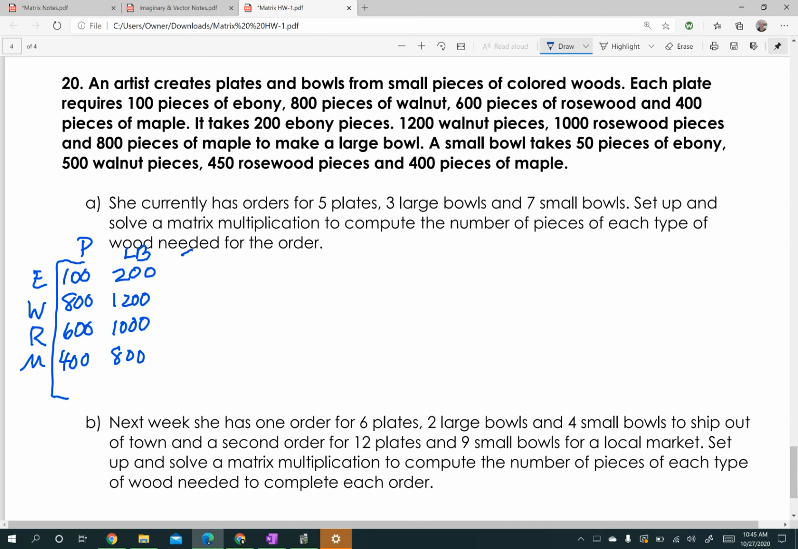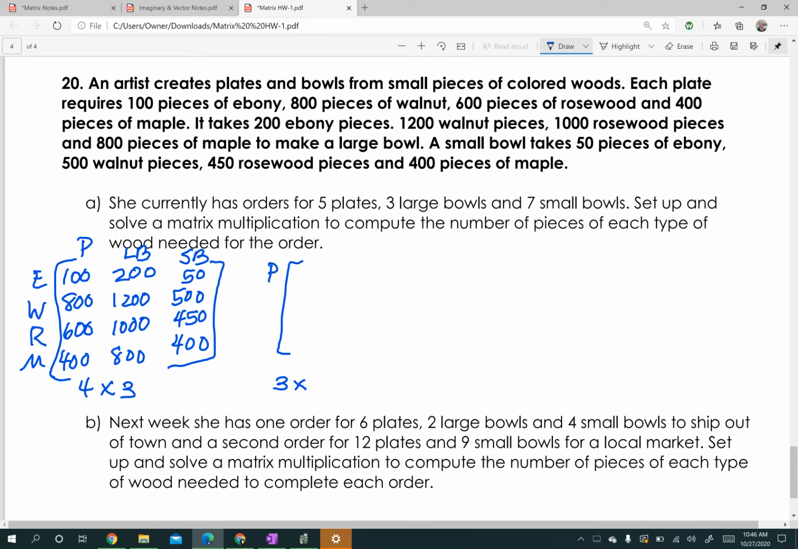large bowl. And then a small bowl takes 50 pieces of ebony, 500 pieces of walnut, 450 pieces of rosewood, and 400 pieces of maple. So I took all of those words and made a matrix, and I labeled the rows and the columns. It says she currently has orders for 5 plates. And now, how did I know to go this way? Well, let's see. This is a 4 column by 3 row, right? So if I want to multiply anything by this, it needs to be a 3 by something. So I know I want to go this way.